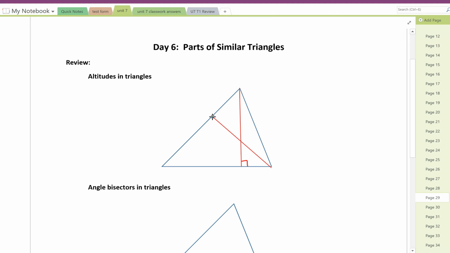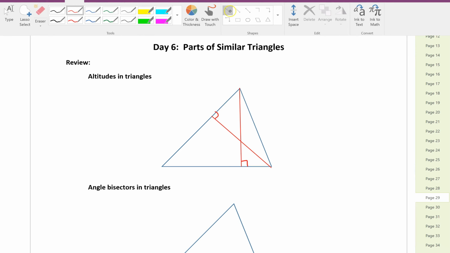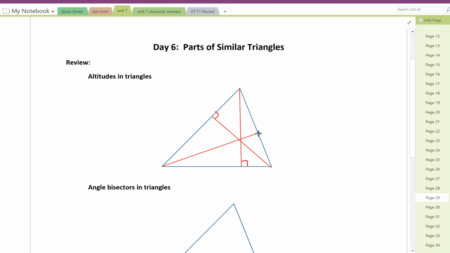I just have to make sure that whatever line I draw is perpendicular to the opposite side, right? Meets the opposite side at a 90-degree angle. So like I said, every triangle has three altitudes that I could draw in there.